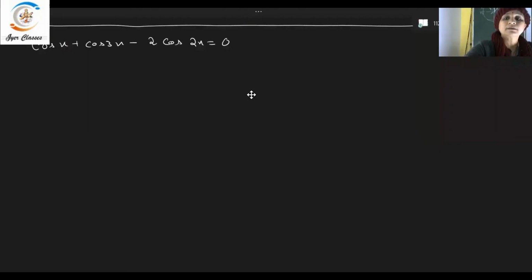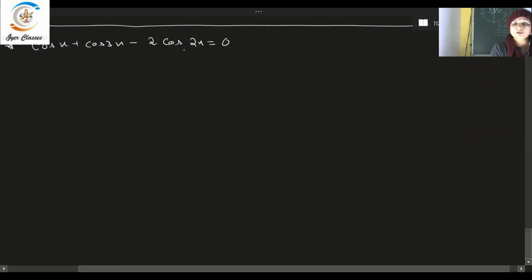The next question is cos x plus cos 3x minus cos 2x. You are supposed to find the various values of x. What is the rule? If it is in sum or subtraction form, what is our first job? Convert it into product form, apply whichever sine-cosine formula you know, and after putting it in product form, equate the common factor to 0.